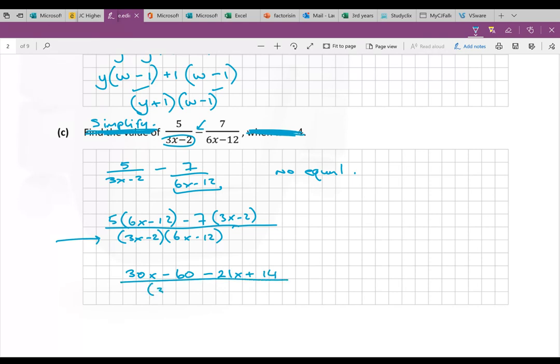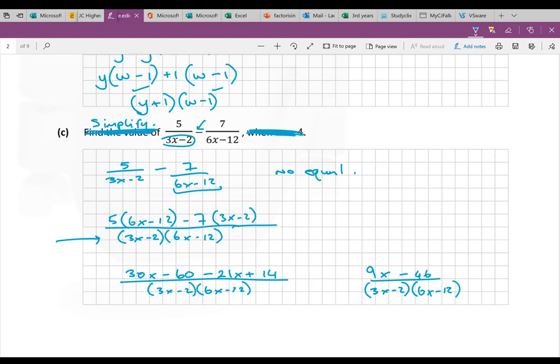And I never multiply out the bottom line in these cases. We can just leave it like this. And that will leave me with 9x minus 46 over 3x minus 2, 6x minus 12.